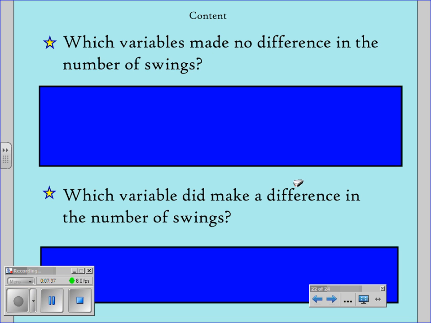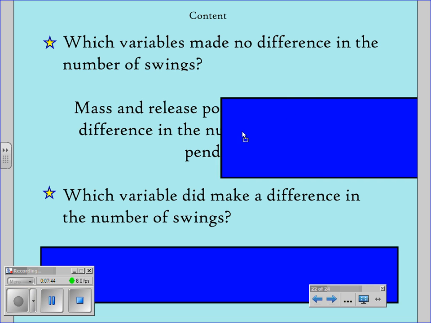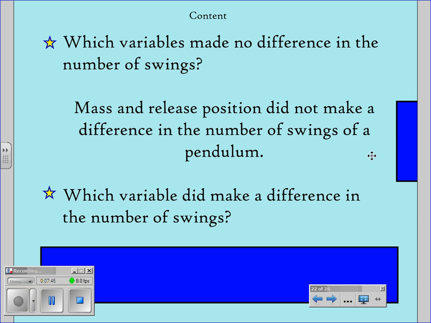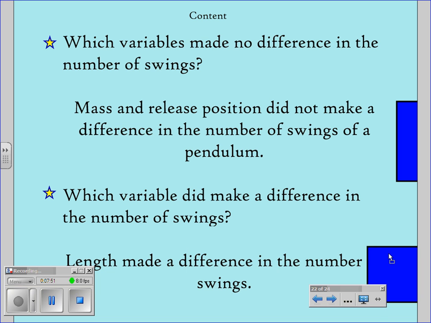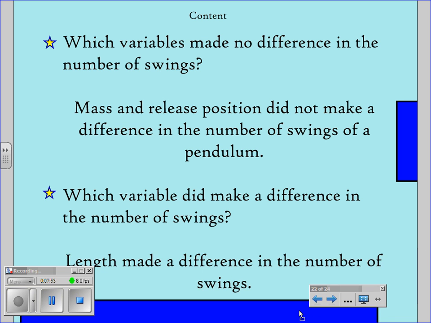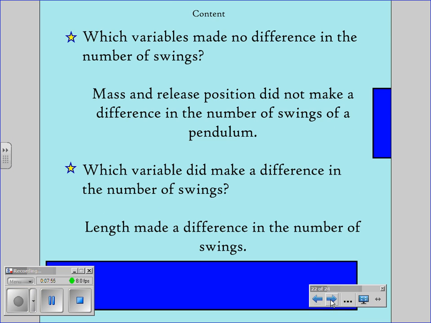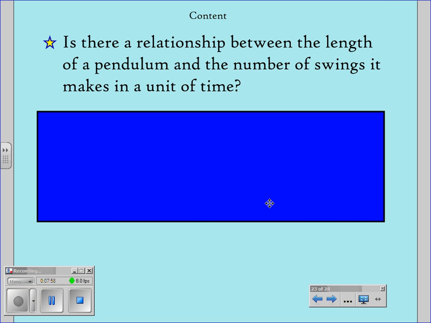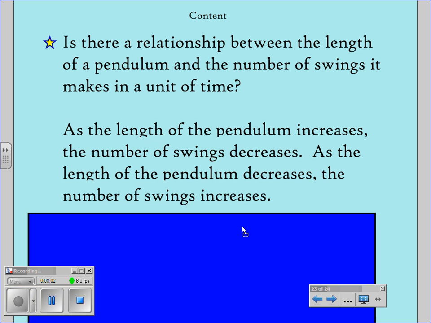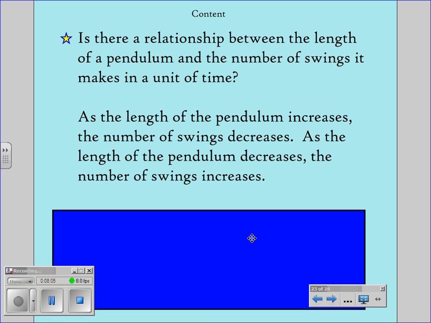Next we go to content. Which variables made no difference in the number of swings? That was the mass and the release position. Which variable did make a difference in the number of swings? And that was the length. And then finally, one last question, is there a relationship between the length of a pendulum and the number of swings it makes? The answer is yes. As the length of the pendulum increases, the number of swings decreases. As the length of the pendulum decreases, the number of swings increases.